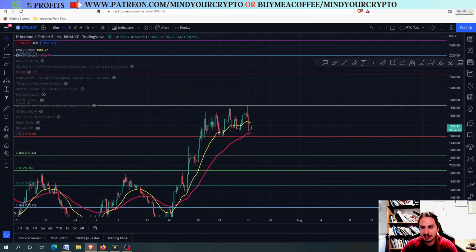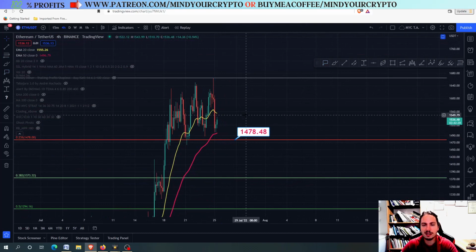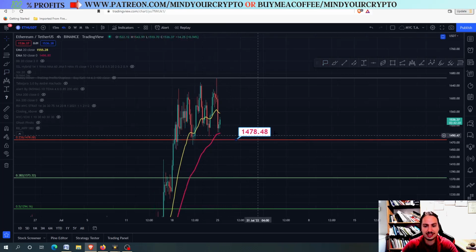Okay, and you can see that for me the most important line right now is the 1478. Holding this line for quite some time for Ethereum is good, and it should mean that if we do not lose this line, then we have many chances of seeing maybe a higher target.